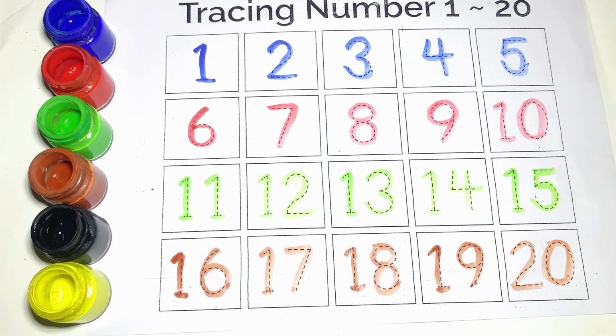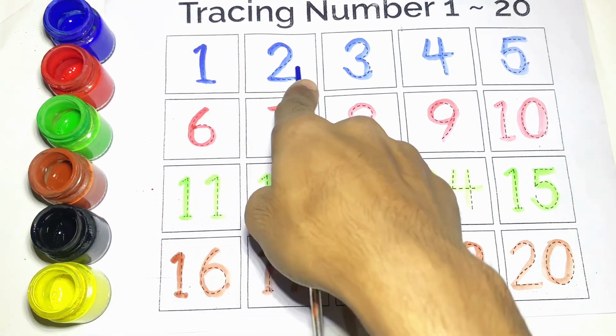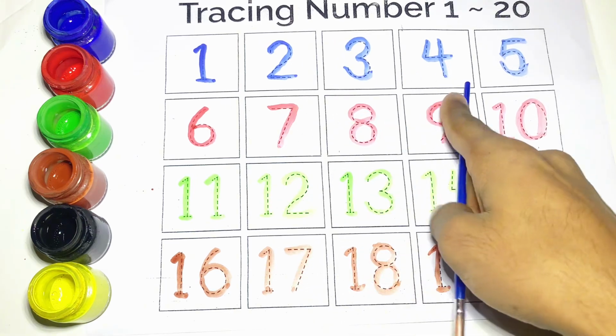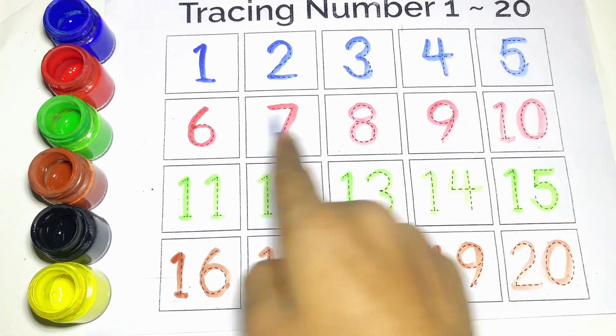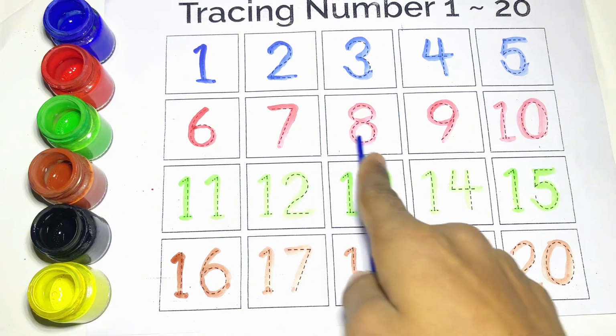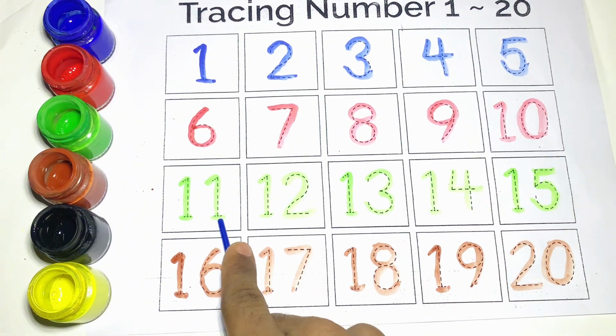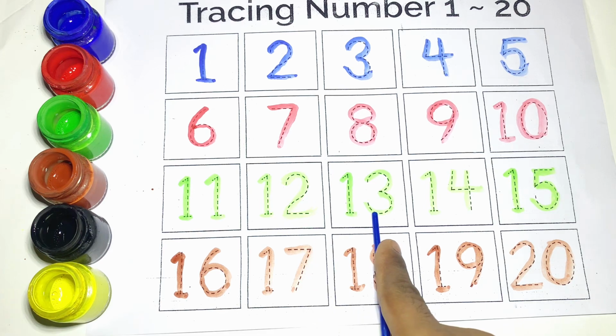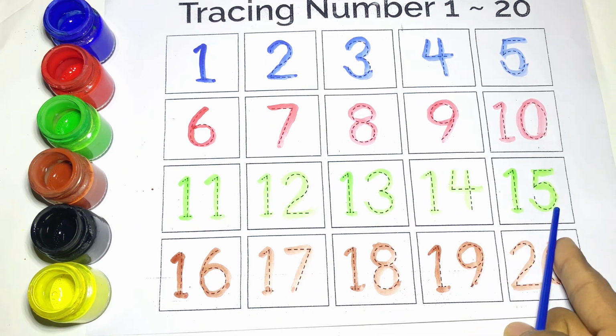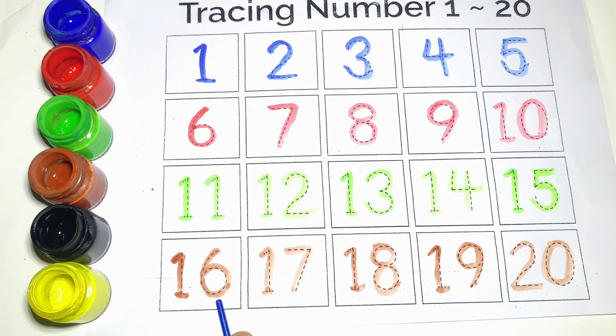Kids, today draw 1, 2, 3, 4, 5, 6, 7, 8, 9, 10, 11, 12, 13, 14, 15, 16, 17, 18, 19 and 20.